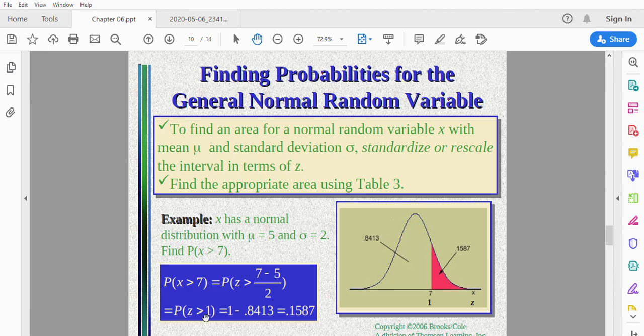Greater than 1. So how do we identify greater than 1? We take 1 minus the probability of z less than 1. So we see the table and we will get the probability of greater than 1, which is 0.1587.